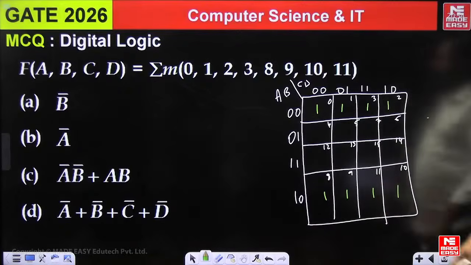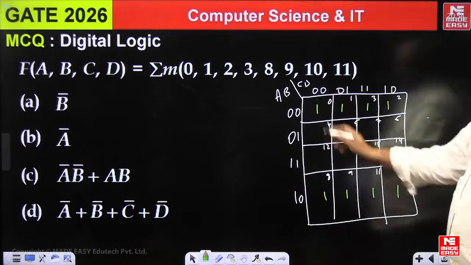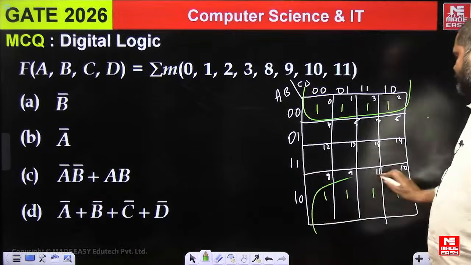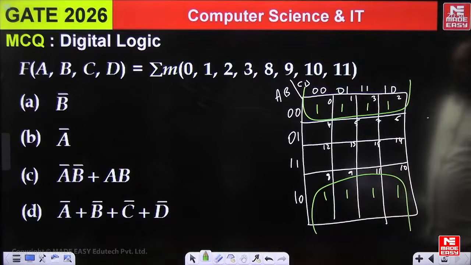He's asking for the simplified form. How will you simplify? We can make an octet here. All of them can be grouped at once. We can make an octet. What is common now, tell me?